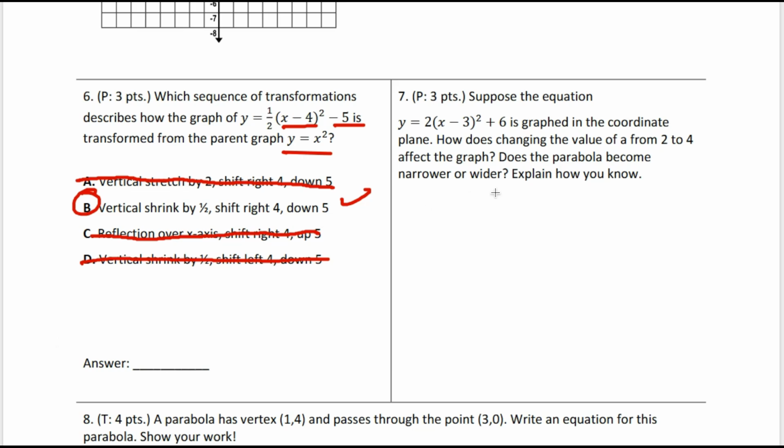Okay, so suppose the equation is graphed. How does changing the value of A from 2 to 4 affect the graph? Well, it increases the vertical stretch, so it makes it thinner. Or actually, the word they're using is narrower. So the answer would be narrower because we're increasing the vertical stretch.